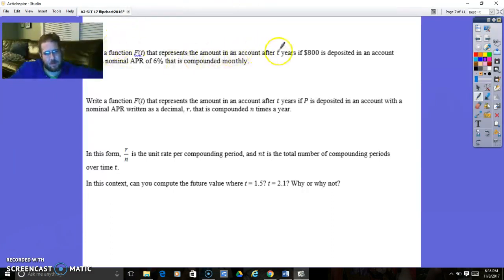Write a function that represents the amount in an account after 2 years of $800 put into 6% compounded monthly. Okay, so it's a lot like the question we did with the warm-up. So that's $800 times 1 plus the rate, which is 0.06. But we're not making that per month. That was per year. So we have to divide that by 12 months. So that's the amount of interest you would make per month.